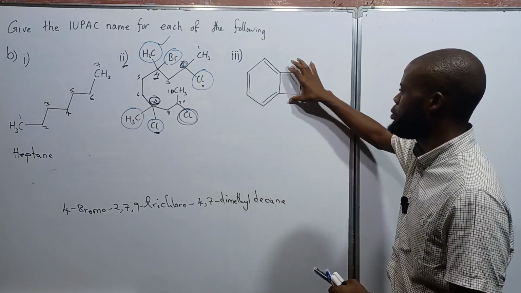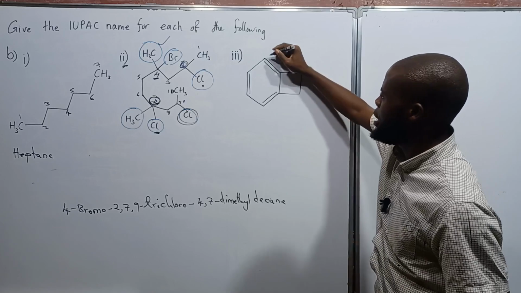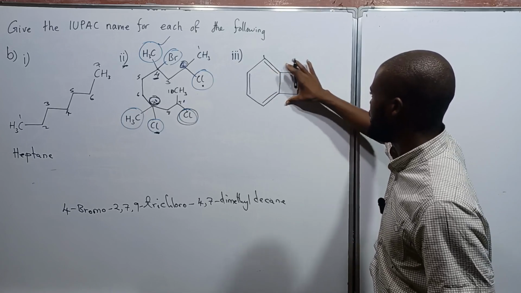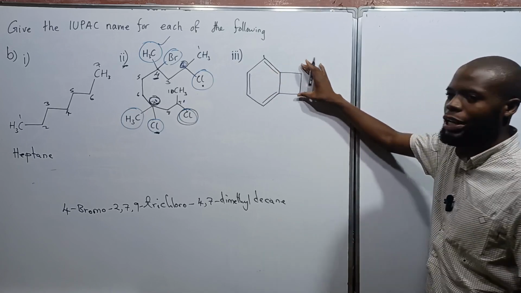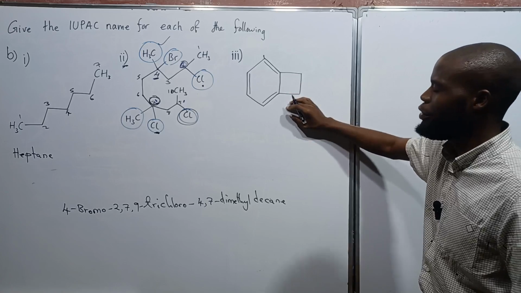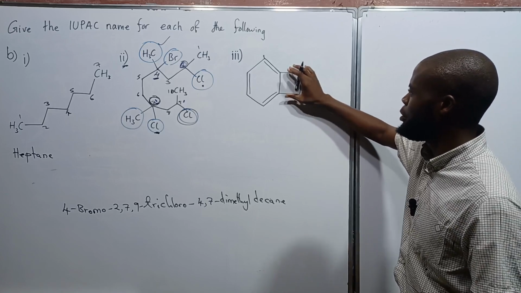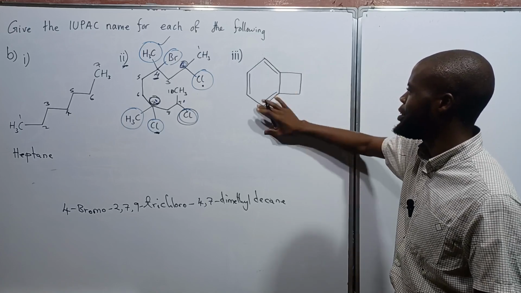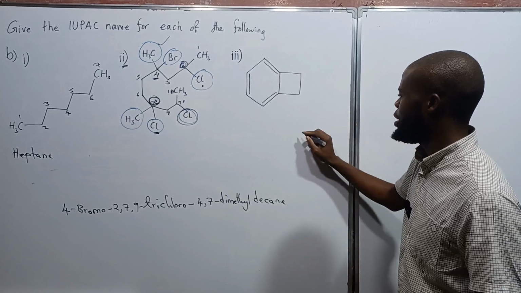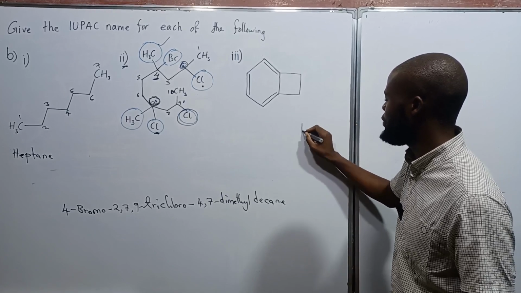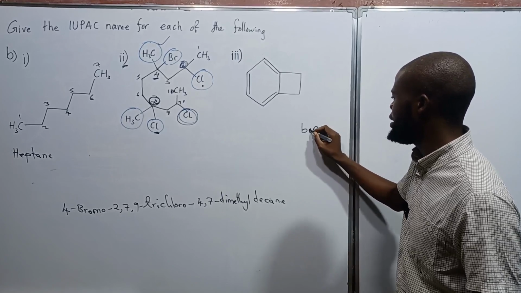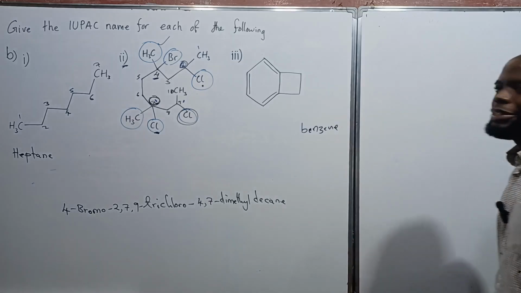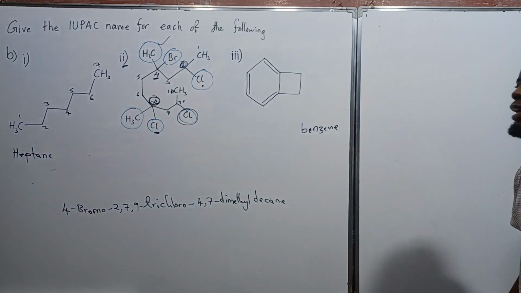Since we have 2 rings that are fused, the benzene has 6 carbons altogether, and the cyclobutane only has 4 carbons. So the parent name is going to have 6 carbons. Since the parent name is benzene, which has 6 carbons, you write your parent name, which is benzene.